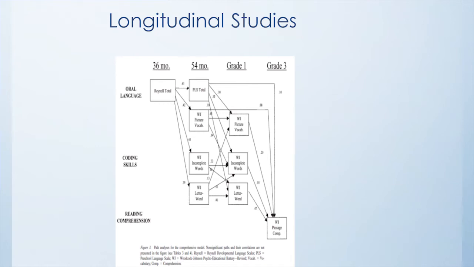So in longitudinal work, like we're doing here, you go and you get a bunch of kids. And in this study, which is more than 10 years old, they got kids who were 3 and they gave them a measure of language. Then when they were 4 and a half, they gave them a measure of general language, vocabulary, phonological awareness, and alphabet knowledge. Then you go and find them again, and they give more measures, and then at grade 3, they give a reading comprehension measure.